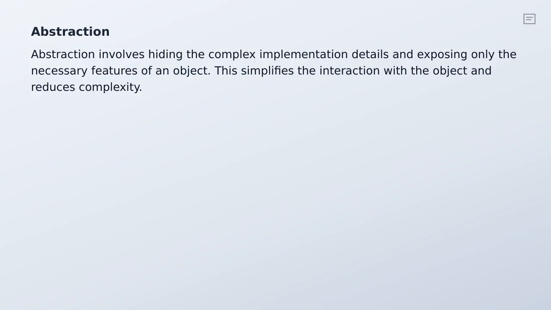Abstraction involves hiding the complex implementation details and exposing only the necessary features of an object. This simplifies the interaction with the object and reduces complexity.